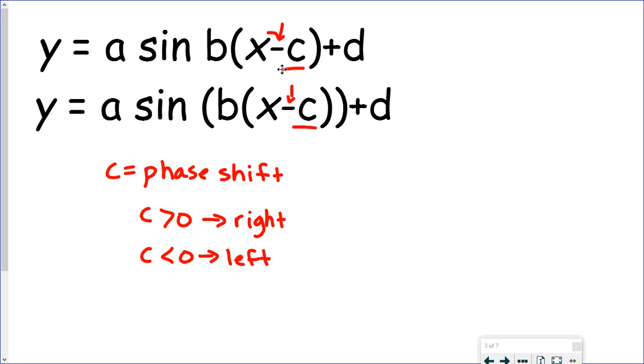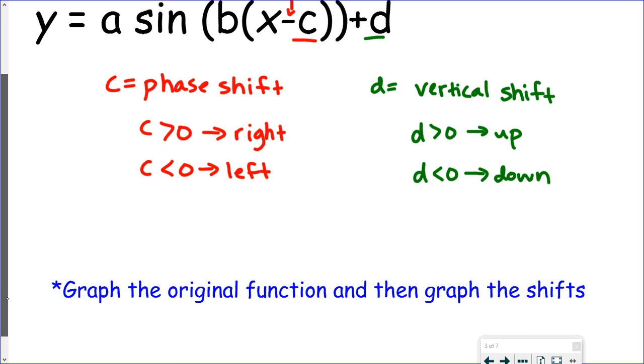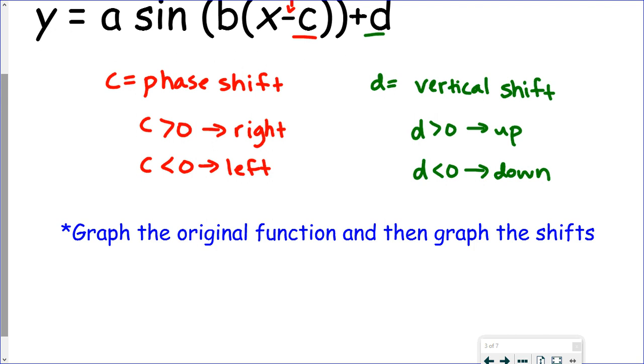Okay, and then D, this is our vertical shift. Again, just like any other function, this is what's going to move you up or down. So if it's bigger than 0, you're going to go up. If it's less than 0, you will go down. When it's outside, you don't have to worry about the opposite. Okay, so just a general rule, graph the original function, and then graph the shifts.